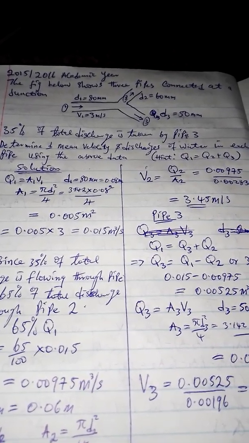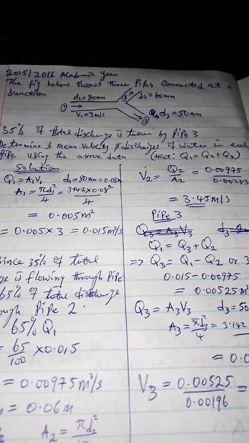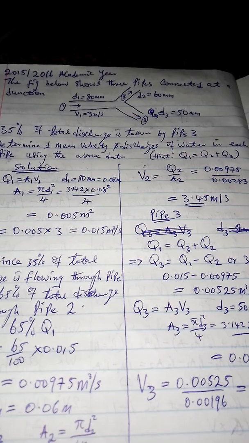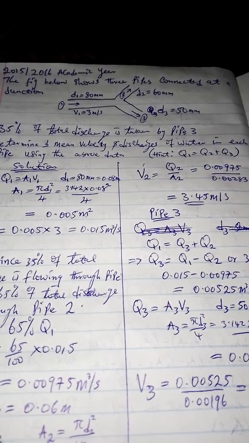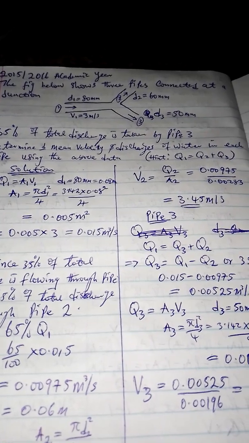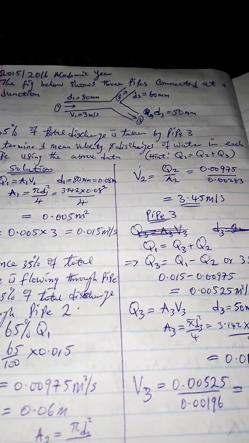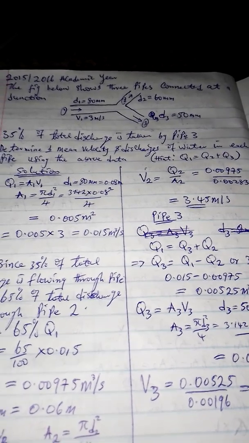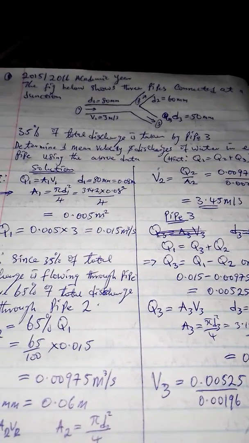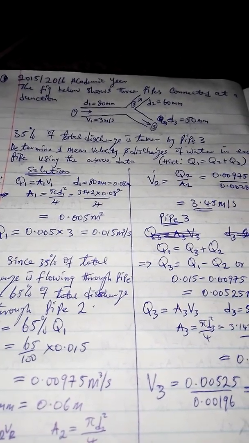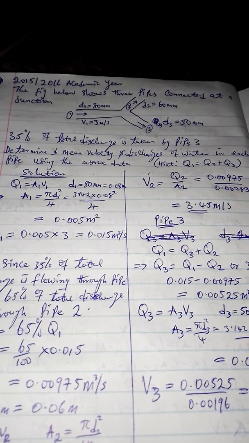In the first pipe, we have a diameter of 80 millimeters and the speed of the water is 3 meters per second. In the second pipe, we have a diameter of 60 millimeters, and in the third pipe we have a diameter of 50 millimeters. So we are looking for the mean velocity and discharge of water in each of the pipes.